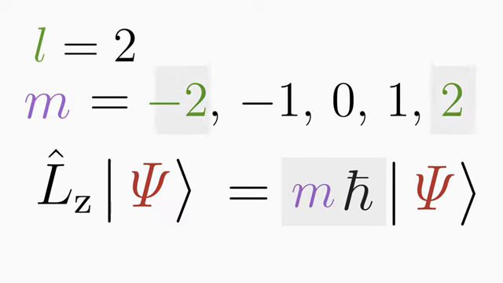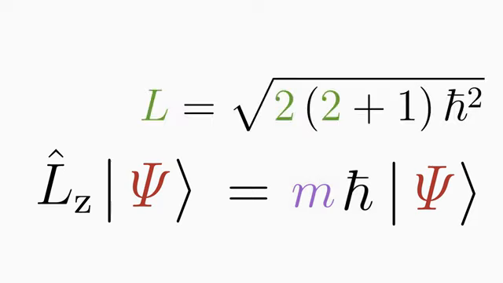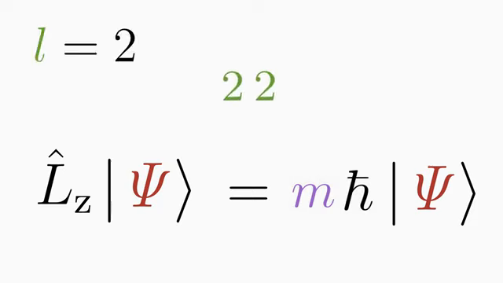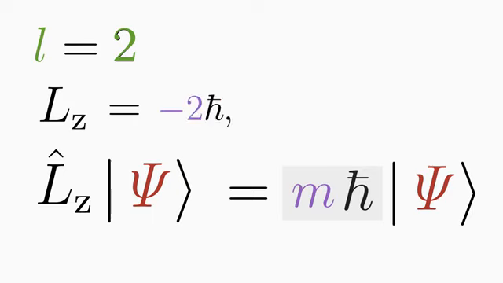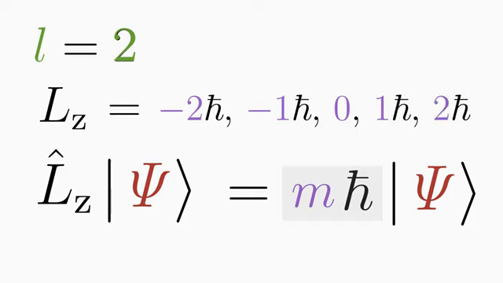It has a further constraint by the total angular momentum, represented by the quantum number L. If the total angular momentum is at L equal 2, then the Lz angular momentum component can have only 5 possible values: -2 h bar, -1 h bar, 0, 1 h bar, or 2 h bar.